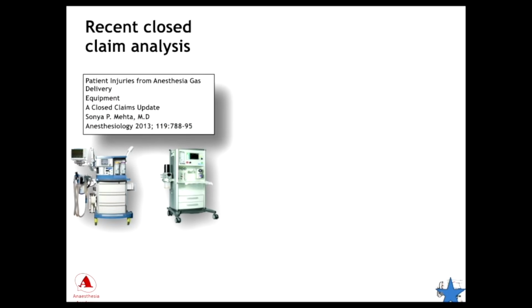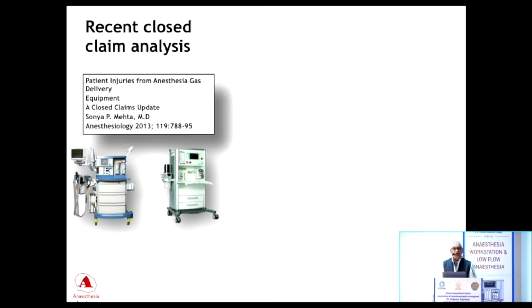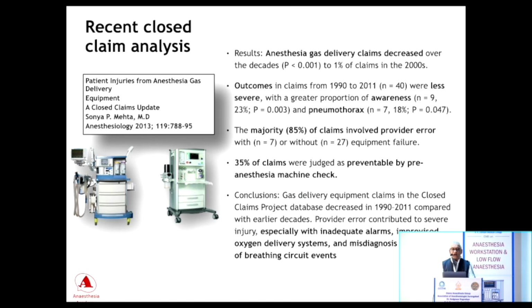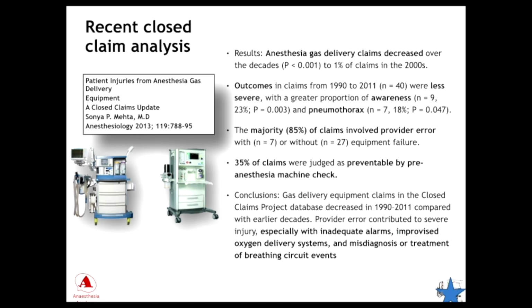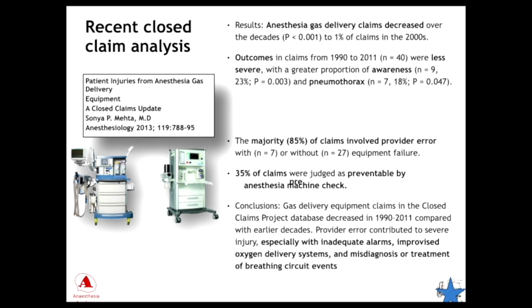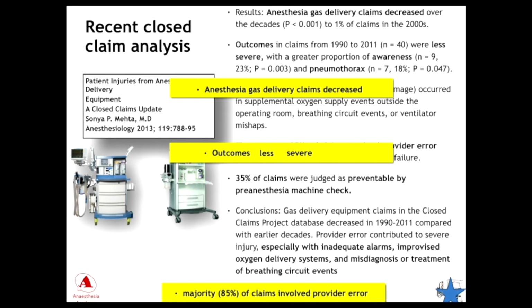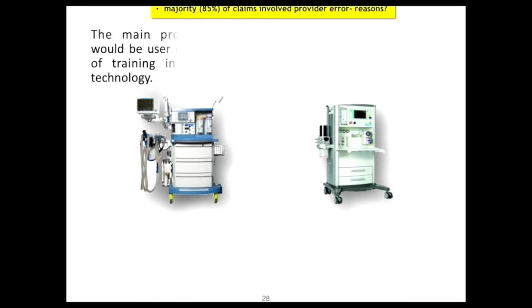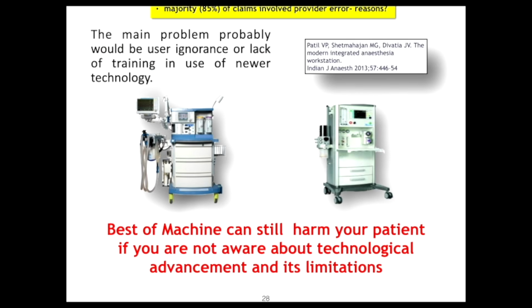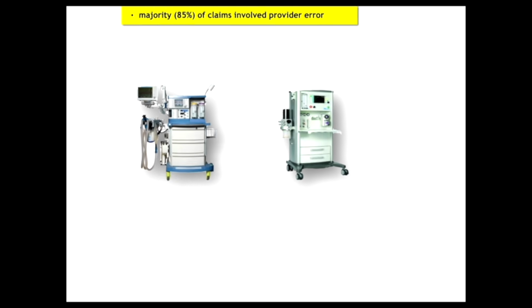Okay. So after making these changes, there was another closed claim analysis in 2013 where claims were reduced by 50%. Earlier it was 2%, it was now 1%. The outcome was also less severe. It was only barotrauma. Earlier it was death and brain damage. But the majority of them were still because of provider error. The main problem is ignorance or lack of training in using the newer technology. And the best machine can still harm your patient if you are not aware of the technology.